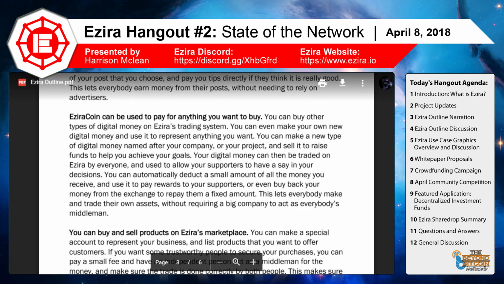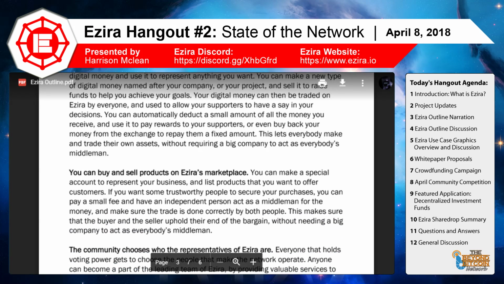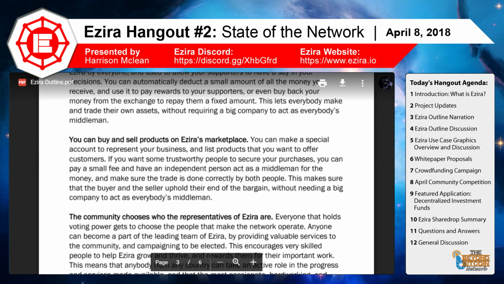You can buy and sell products on Ezira's marketplace. You can make a special account to represent your business and list products that you want to offer customers. If you want some trustworthy people to secure your purchases, you can pay a small fee and have an independent person act as a middleman for the money and make sure the trade is done correctly by both people. This makes sure that the buyer and the seller uphold their end of the bargain without needing a big company to act as everybody's middleman.